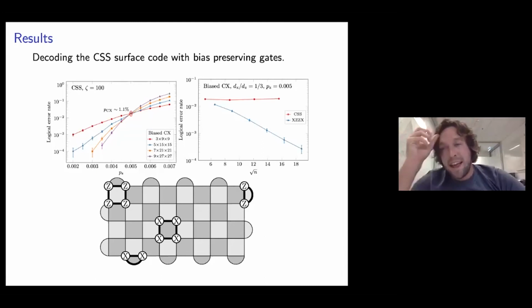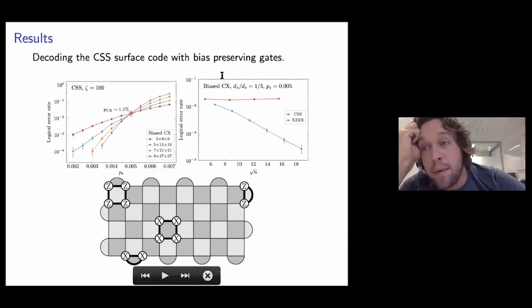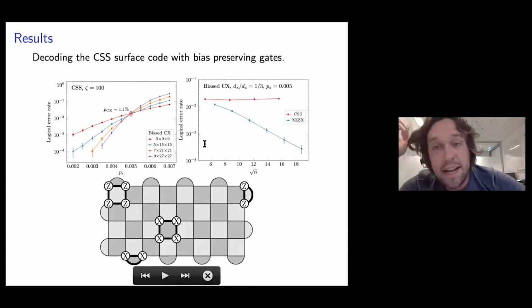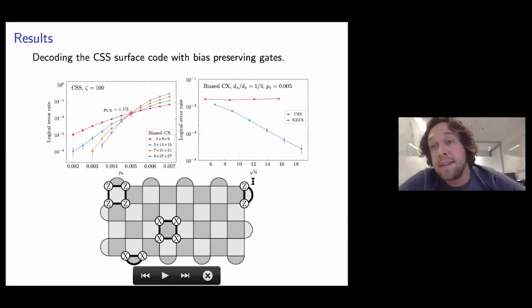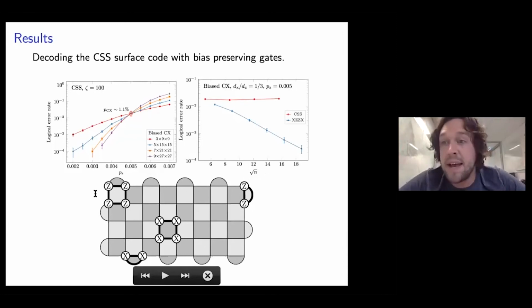Yeah, so I think probably I've talked a lot about what thresholds mean, but I like showing it in this plot just because it shows it quite directly. So here we show the threshold. Here we compare the CSS code to the XZZX code as a function of system size. So n is the number of qubits. The square root of n is roughly the length of the size of one of these square lattices. And we plot that as a function of the logical error rate.